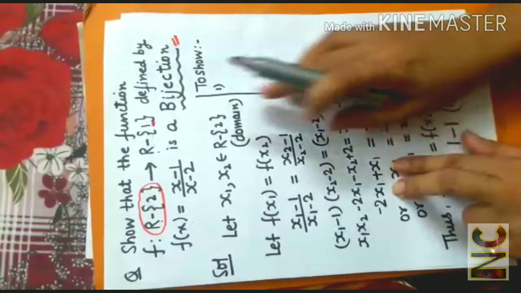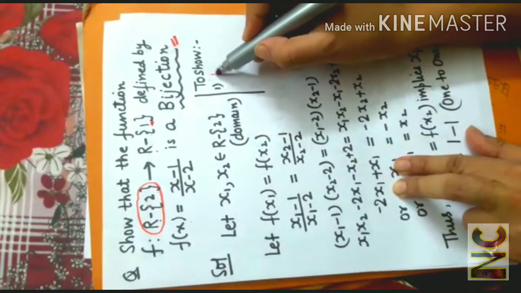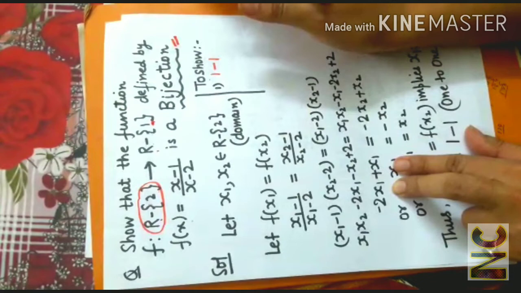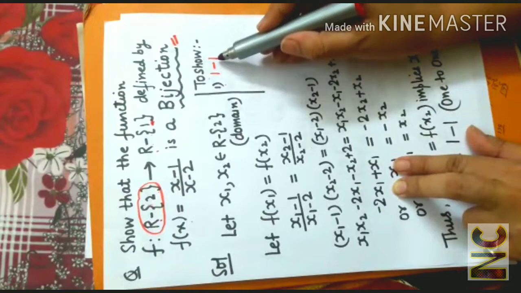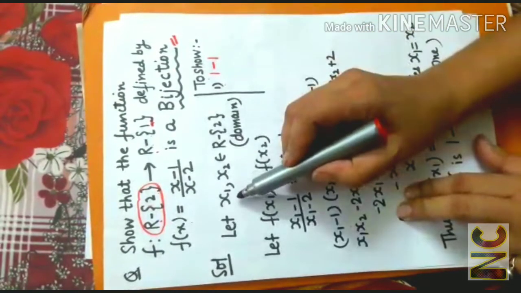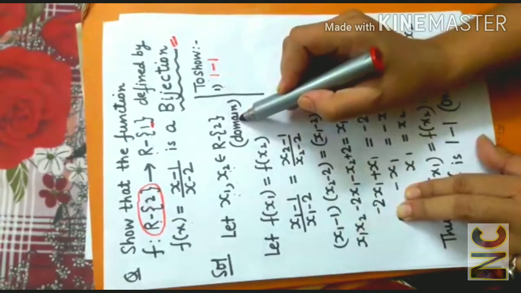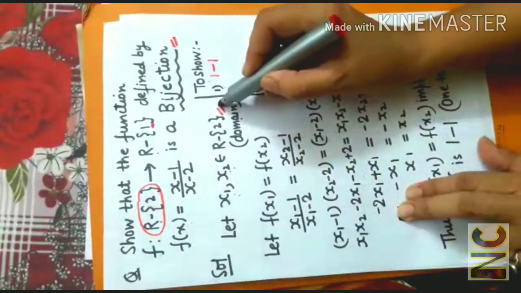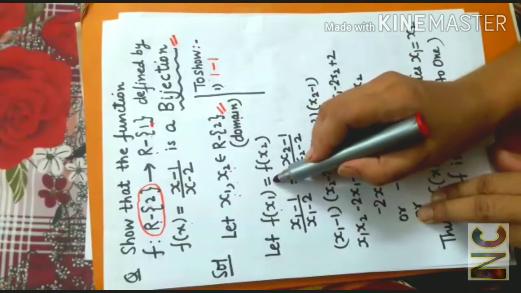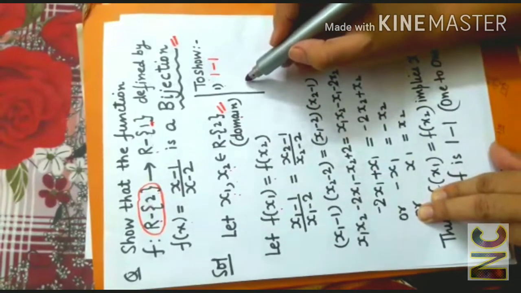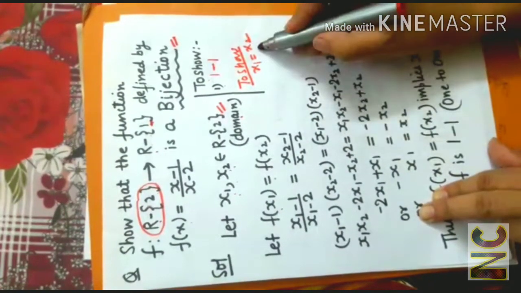So I have to show that this function is a bijection. So I need to show that the function is one-to-one and onto both. First I'll show that this function is one-to-one. I take two elements x1, x2 in the domain, that is in this set. I assume that their images are the same, f(x1) is equal to f(x2), and I proceed to show that x1 is equal to x2.